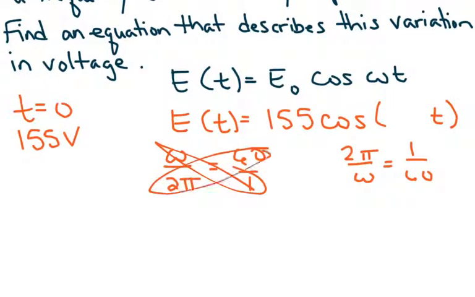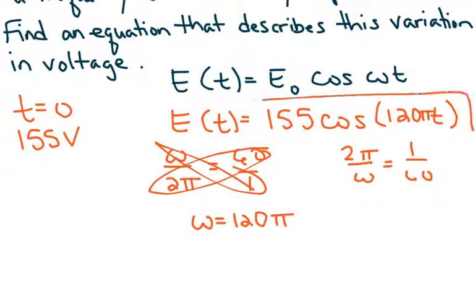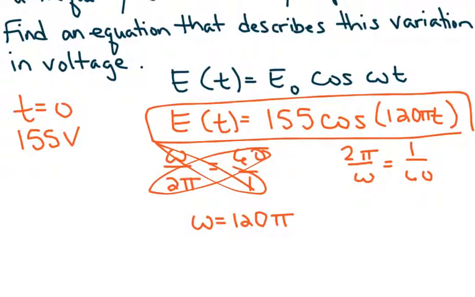Cross multiply, I'm going to find out that omega is 120 pi. So the equation that best represents this situation is E of t is equal to 155 cosine of 120 pi t.